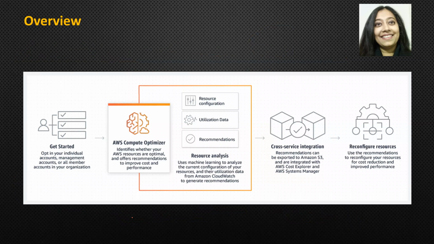This particular diagram basically tells us how to work with this service and how to get started. So if you want to get started, you can simply opt in your individual account. I'll say that, yes, I want to opt in for AWS Compute Optimizer. Once you opt in and the service is activated, it will basically analyze all of your utilization data and provide recommendations to improve cost and performance. To do that, as we saw earlier as well, it uses resource configuration and utilization data, and then provides recommendations. And of course, behind the scenes, it uses CloudWatch metrics data.